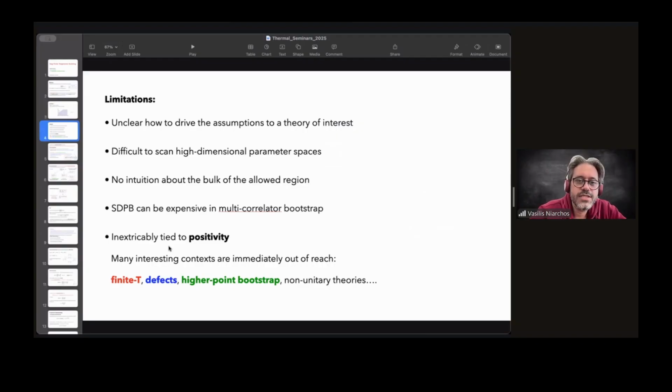It's difficult to scan high-dimensional parameter spaces. There's no intuition about the bulk of the allowed region. SDPB can sometimes be expensive in multi-correlator bootstrap, although in recent years, technical advances have been made. And it's inextricably tied to positivity. So there are many interesting contexts that are immediately out of reach, like finite temperature, which is a topic of interest here, defects, higher-point bootstrap, non-unitary theories, etc.